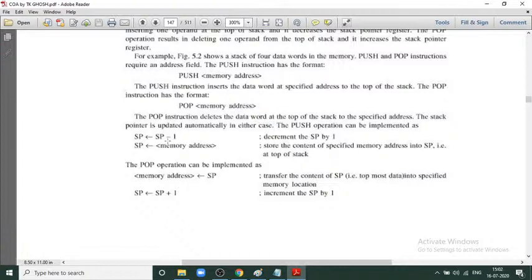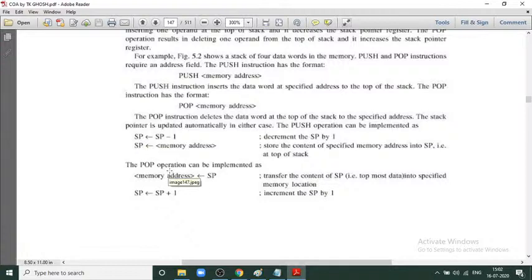During the push operation, what happens? The stack pointer will be decremented by 1. So previously you have observed that when the stack pointer is pointing to 23, it is pointing at address 752. Now after inserting 98, it is decremented by 1. So 752 is the previous value of the stack pointer. Now after decrementation it becomes 751. So the stack pointer is now 751.